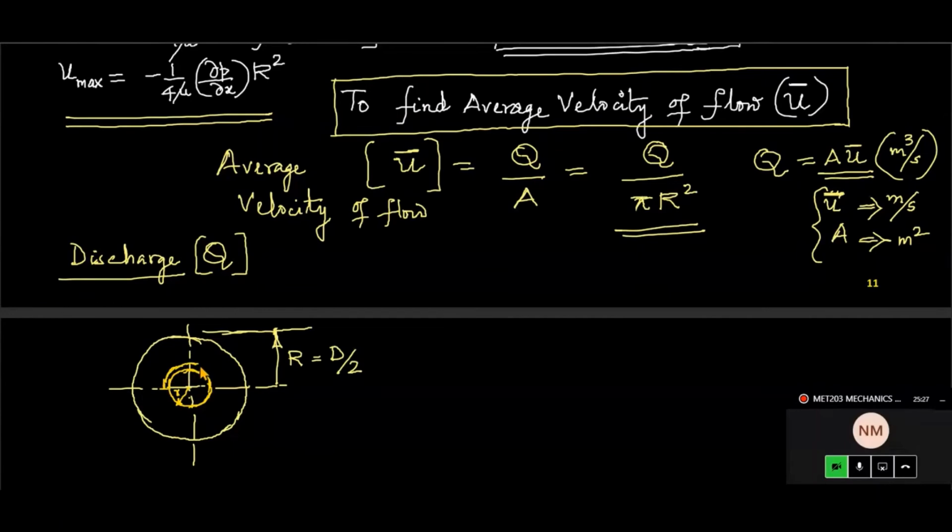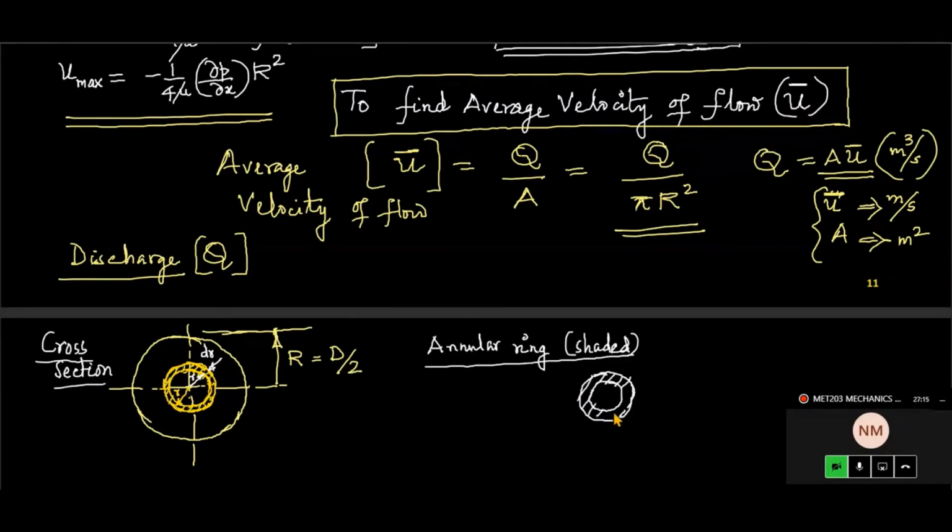Now we will consider a circular ring-shaped element. Our original fluid element is flowing through this annular ring, so that is our consideration. The inside radius is smaller, this is r, and the thickness of the ring is dr.